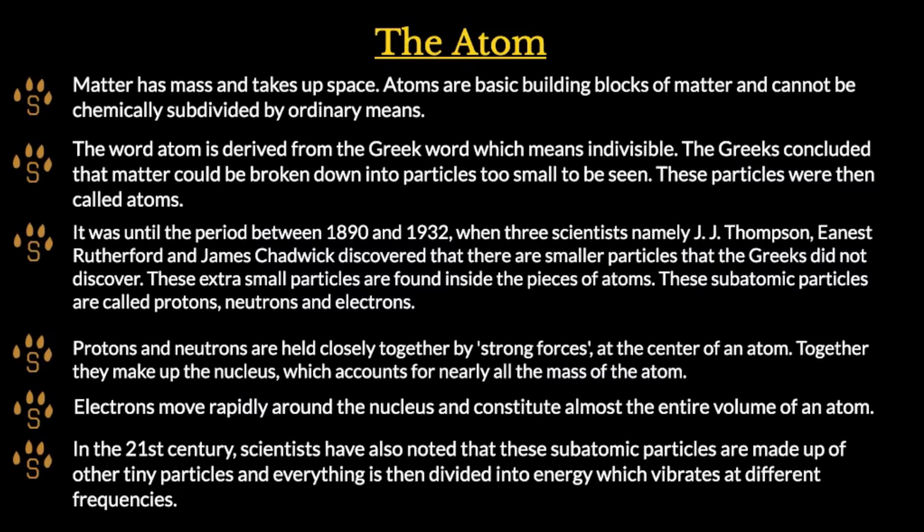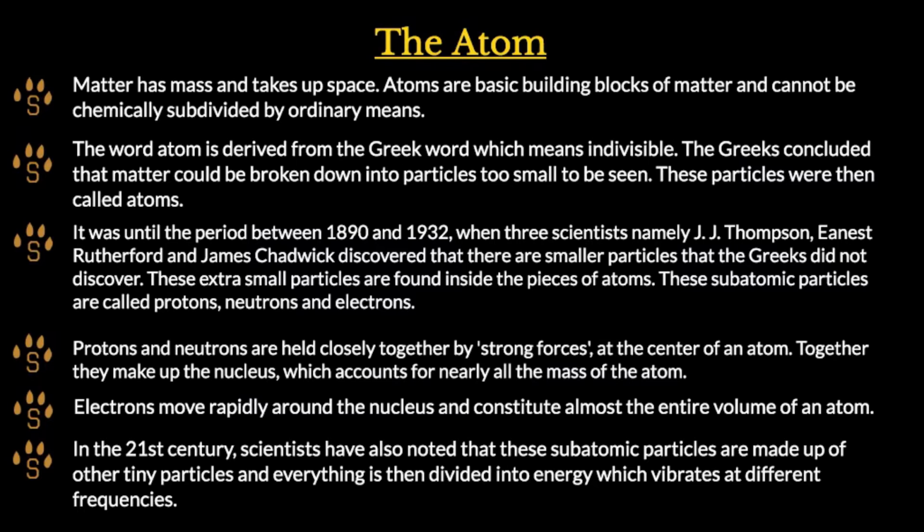It was not until the period between 1890 and 1932 that three scientists, namely J.J. Thomson, Ernest Rutherford, and James Chadwick, discovered that there are smaller particles that the Greeks did not discover. These extra small particles are found inside the pieces of atoms. These subatomic particles are called protons, neutrons, and electrons.